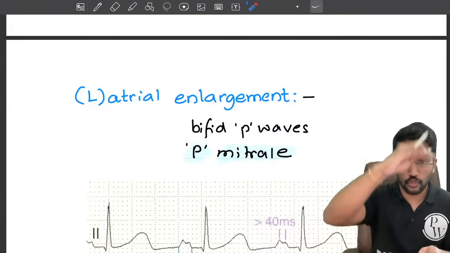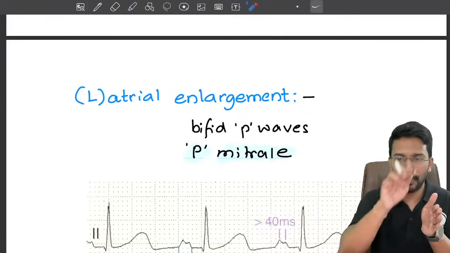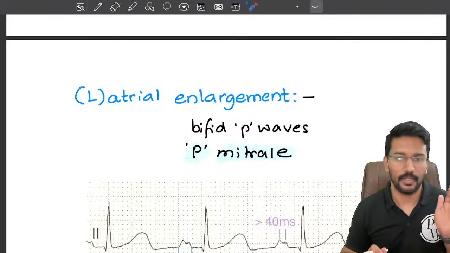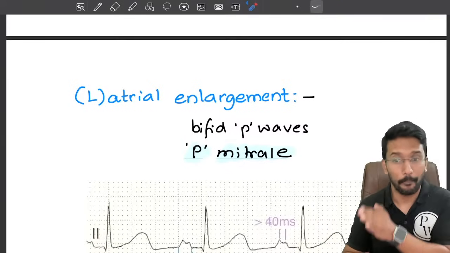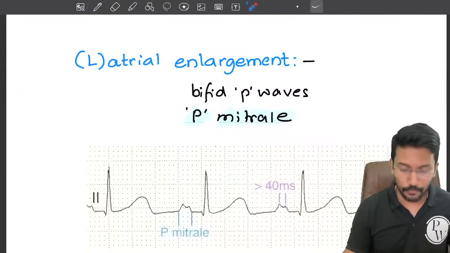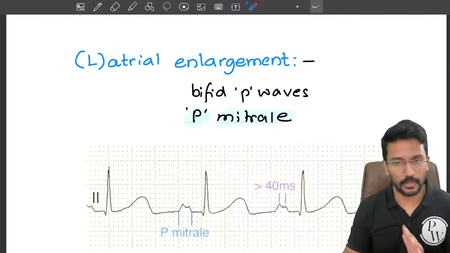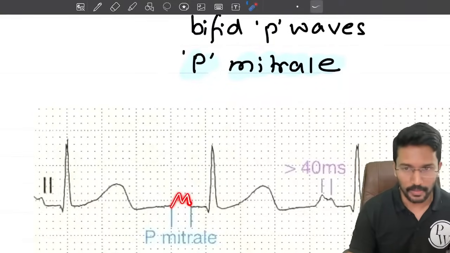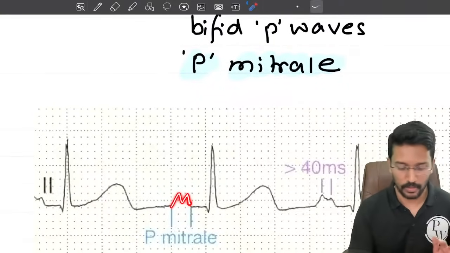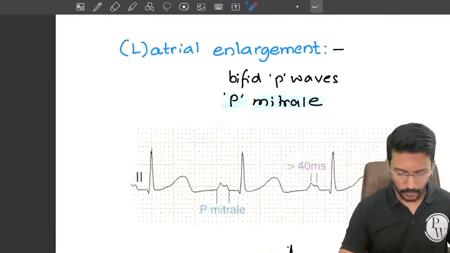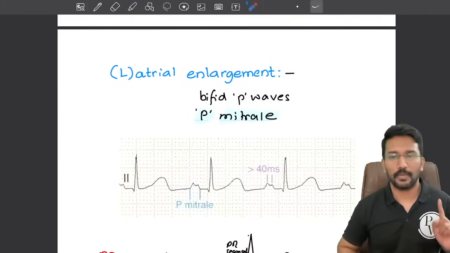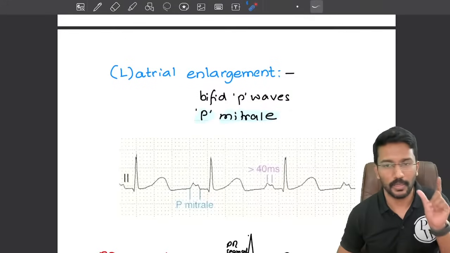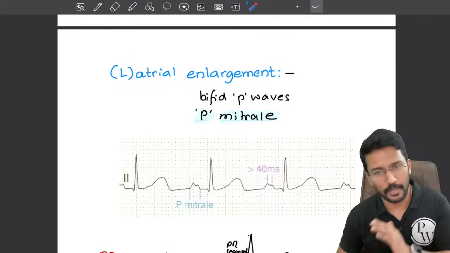Right atrial enlargement, tall P waves. Left atrial enlargement, bifid P waves. Right atrial enlargement, P pulmonale. Left atrial enlargement, P mitral. Okay, if you get confused about which one is called pulmonale and which one is called mitral, it's easy to remember. When it is bifid, you can remember M, right? Bifid is mitral, M for mitral. Okay, so first, abnormalities of the P wave. Tall P wave indicates right atrial enlargement, bifid P wave indicates left atrial enlargement.